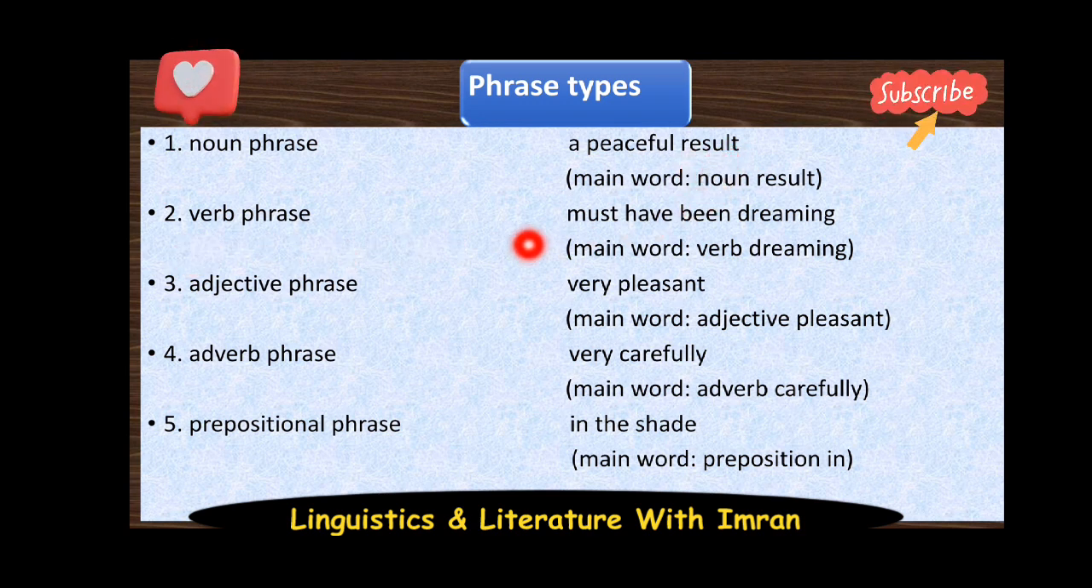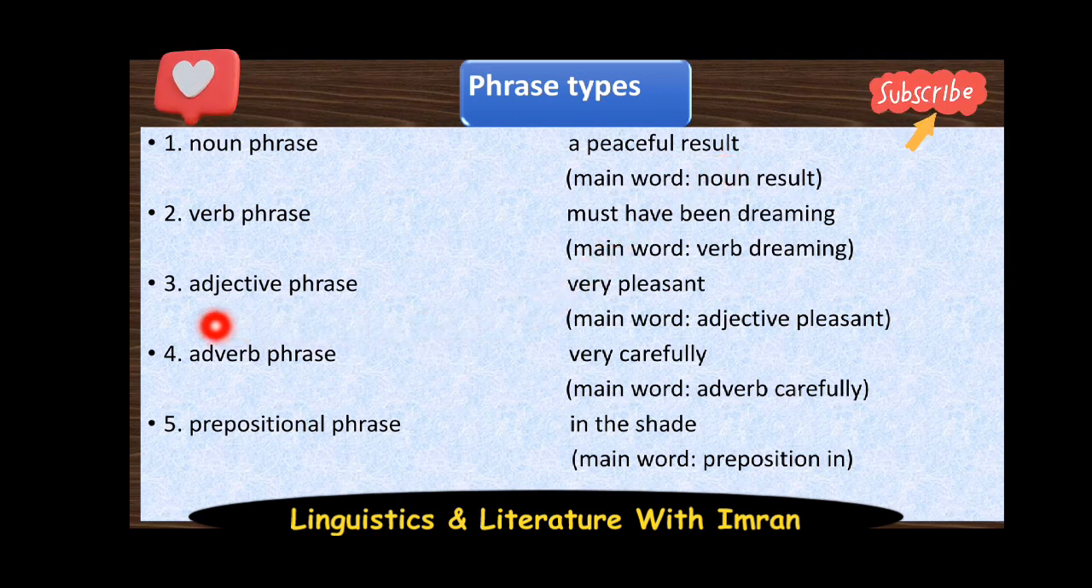Okay, in the verb phrase we have "must have been dreaming." Here the head word or the main word is "dreaming." Even if you remove "must have been," we can still call it a verb phrase. And if you remove "a peaceful," "result" alone is still a noun phrase.